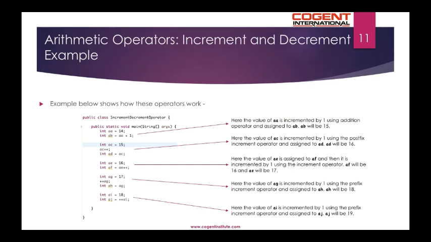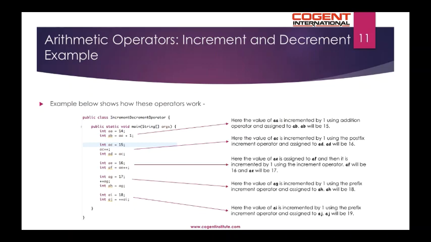Next, we have AE of type int, which is assigned the value of 16, and we have AE plus plus assigned to AF. So this is a case of postfix increment operation where the value is assigned first and then incremented. So the value of AE, which was 16, is assigned to AF, and then the value of AE is incremented to 17. So AF is 16, AE is 17.